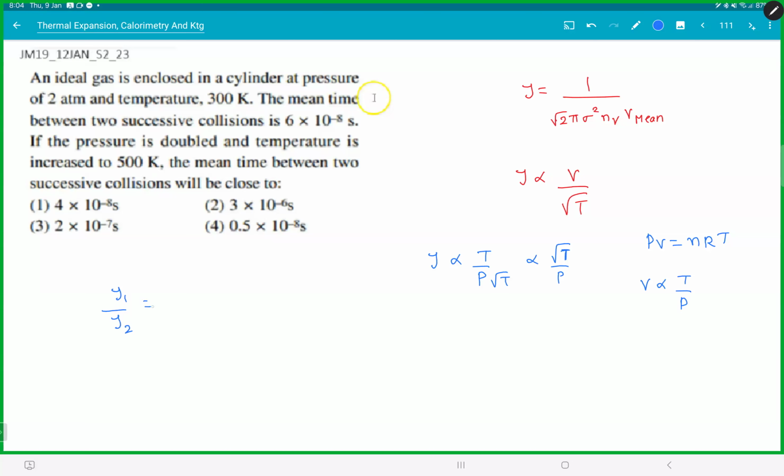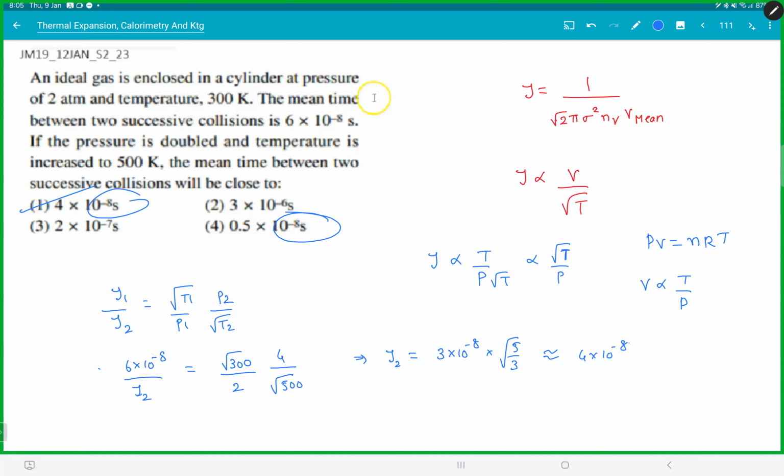So tau 1 by tau 2 will be root over T1 by P1 times P2 by T2. Tau 1 is 6 into 10 power minus 8. T1 is 300, P1 is 2 atm. You said it became double, so 4, and this is root 500. So we have tau 2 will be, 2 will cancel, 3 into 10 power 8 into root over 5 by 3. Yeah, this is approximately 4 into 10 power 8. There are only two options with 10 power minus 8, and the 4 is only this one.